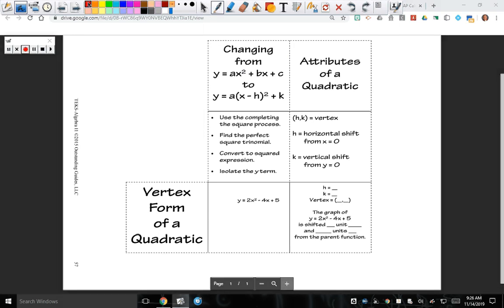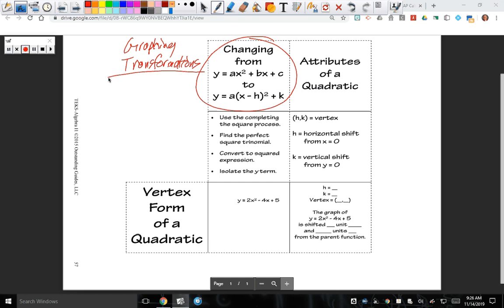Second video for today. I wanted to start off by showing why we even use completing the square. I told you it was for graphing when you're doing transformations by hand, which you will see on upcoming quizzes and tests. Okay?